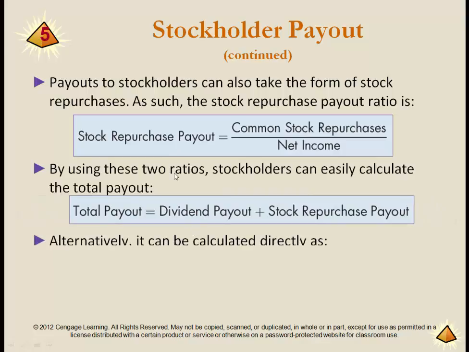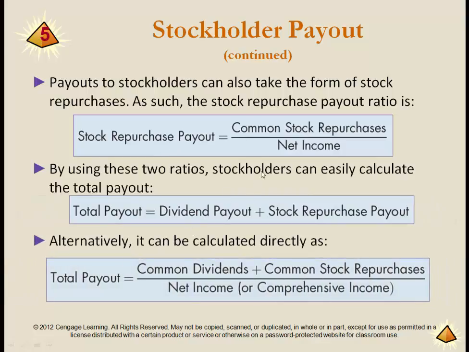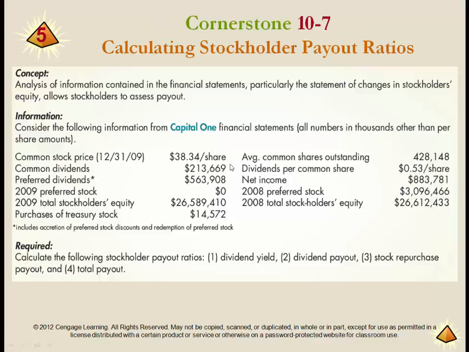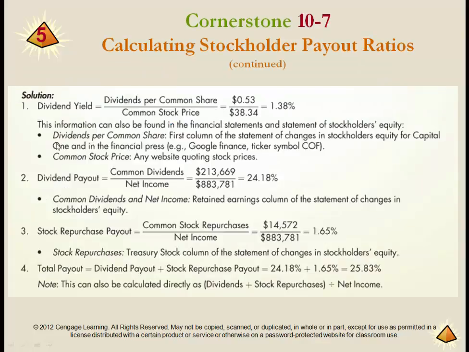And then you have a couple others. Stock repurchase payout. I'm not really going to go through these, but you can kind of look at the things that they have and get an idea of what these are. But these are other ratios that you will look at. And here's the same kind of stuff for Capital One. You can look at each one of these. The first one says that the dividend yield is 1.38%. So that tells you that you make 53 cents per share versus a common shareholder price of 38.34.